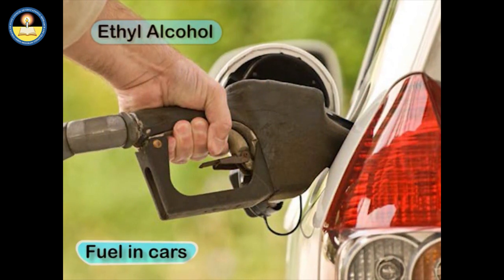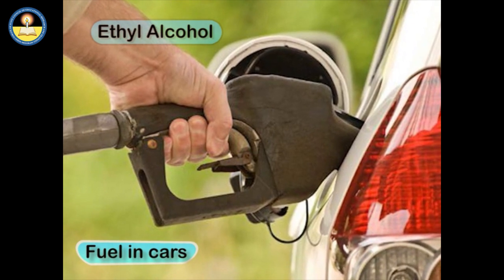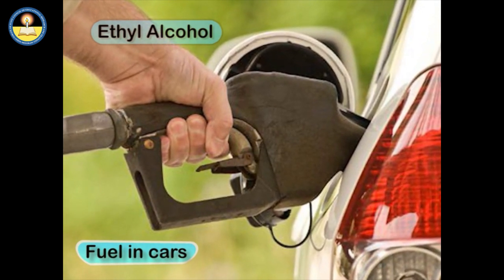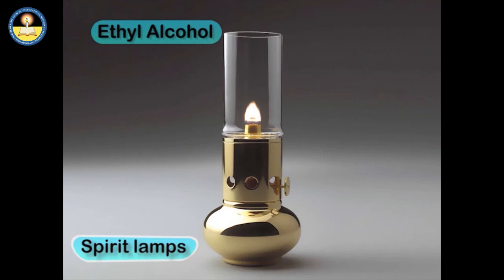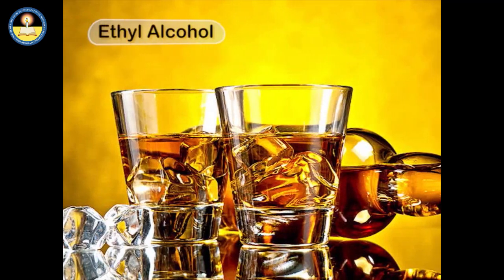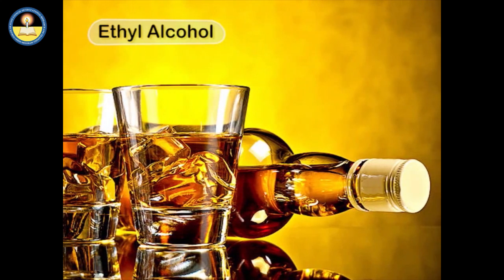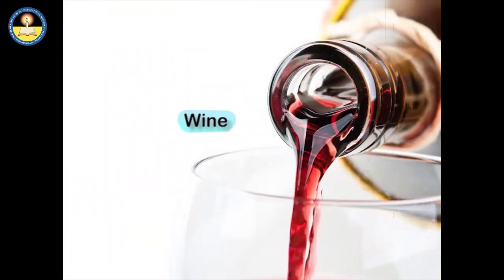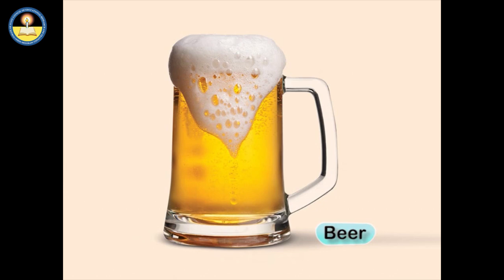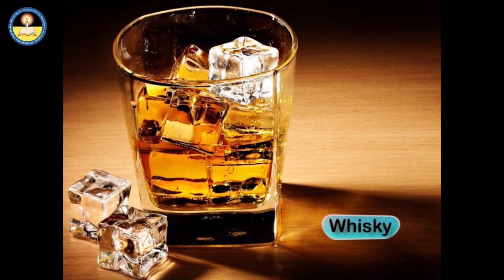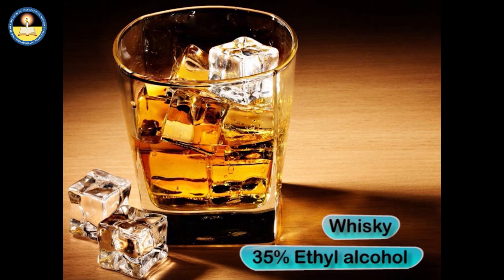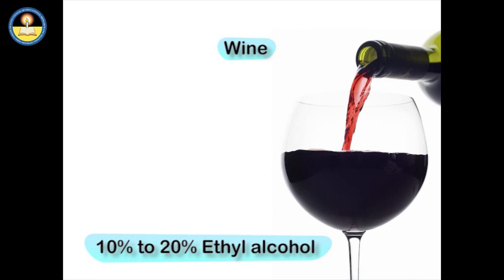Ethyl alcohol, ethanol, is used as a fuel in cars along with petrol. It is also used as a fuel in spirit lamps. Ethyl alcohol is used in alcoholic drinks, that is beverages like whiskey, wine, beer and other liquors. Whiskey contains about 35% of ethyl alcohol. Wine contains 10% to 20% of ethyl alcohol.